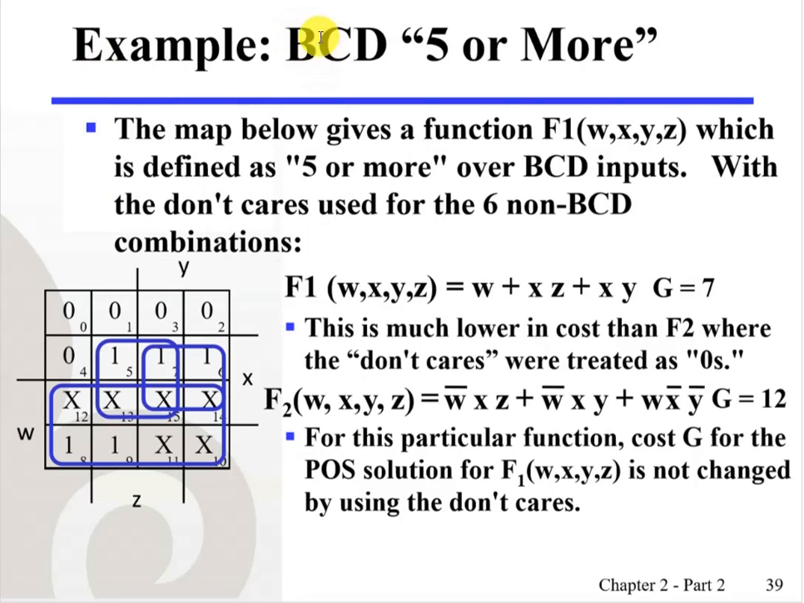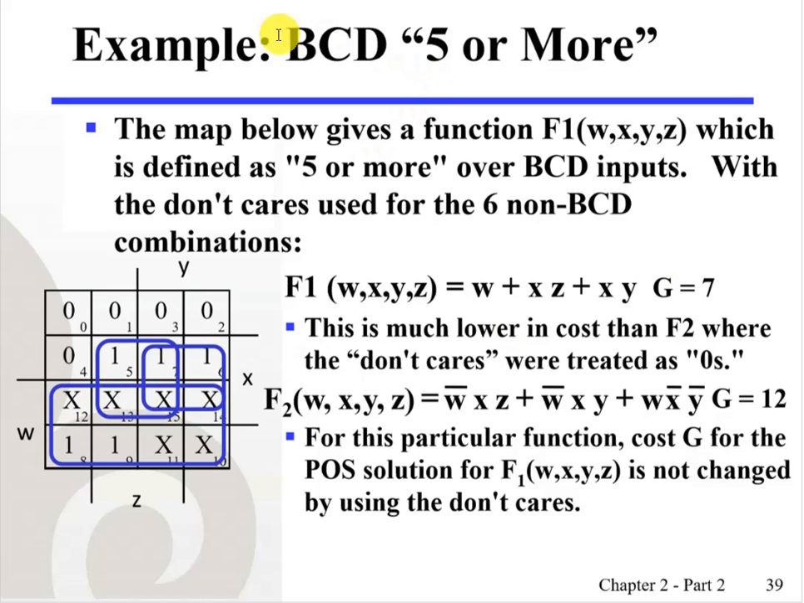A binary coded decimal function which represents 5 or more decimals. If you look at this 4 variable K-map, here we have the function of W, X, Y, Z, which is defined as 5 or more: 5, 6, 7, 8, 9. And the locations of the don't cares are labeled as X here.